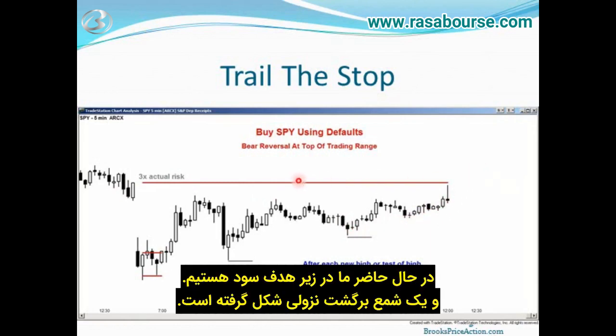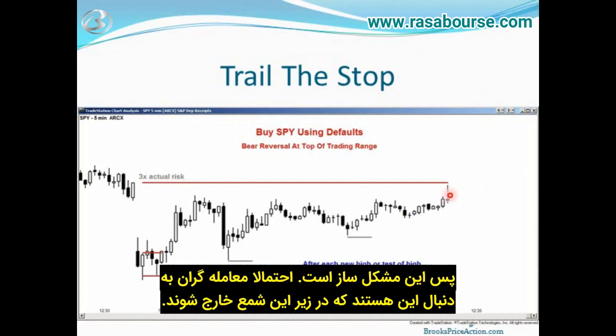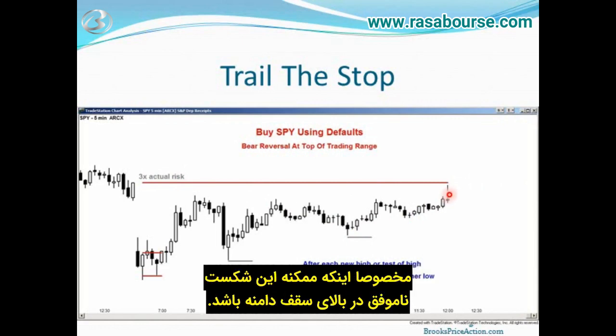We're just below the target for the second exit, and we're getting a bear reversal bar. So that is a problem. Traders will probably look to exit below this bar, especially since it could be a failed breakout above the top of a trading range.